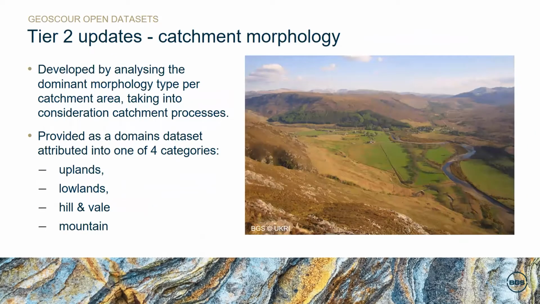The morphology of the catchment relates to its geological history and provides an indication of the sediment likely to be available, which is a key control on a river's propensity to scour. The catchment morphology dataset analyzes the dominant morphology type per catchment area, taking into consideration catchment processes. This is a domains dataset with catchments attributed into one of 4 categories: uplands, lowlands, hill and vale, or mountain.